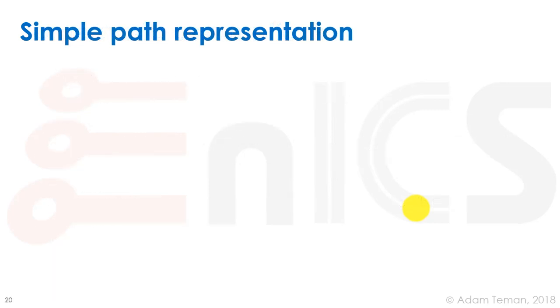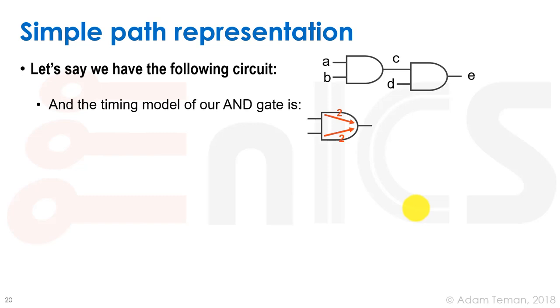So, using those assumptions, we're going to develop this simple path representation. Let's say we have the following circuit. We have two AND gates here, two inputs A and B. The output of this first AND gate is called C. The other input to the second AND gate is called D. And the final output of the design is called E.